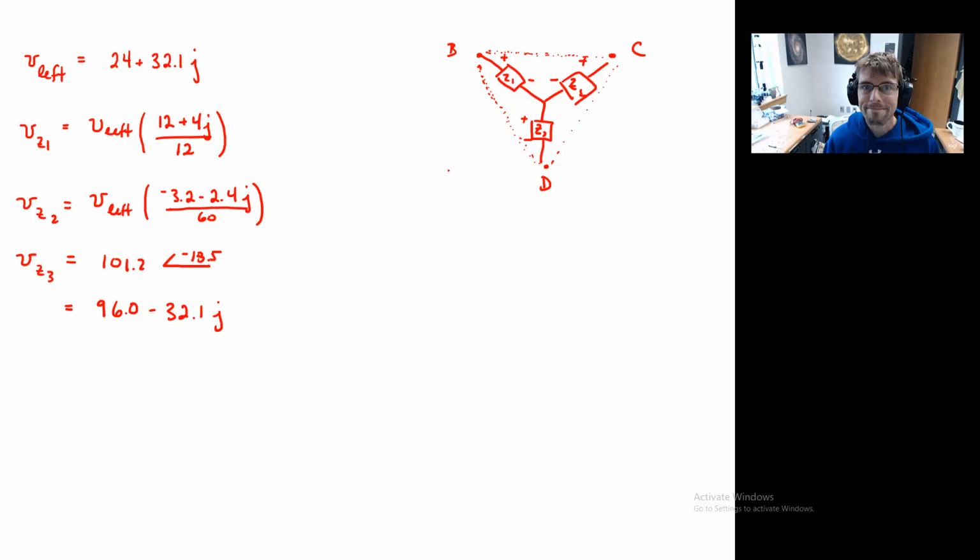Okay, so yeah, I'll go ahead and write out these drops. So we have an expression for V left, which I've written up here. And so if we actually do that calculation, we should get something like 13.3 plus 40.1j.